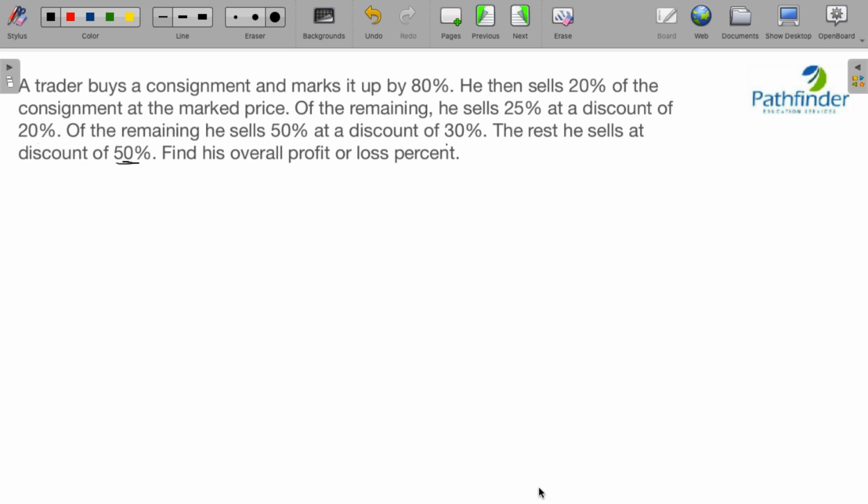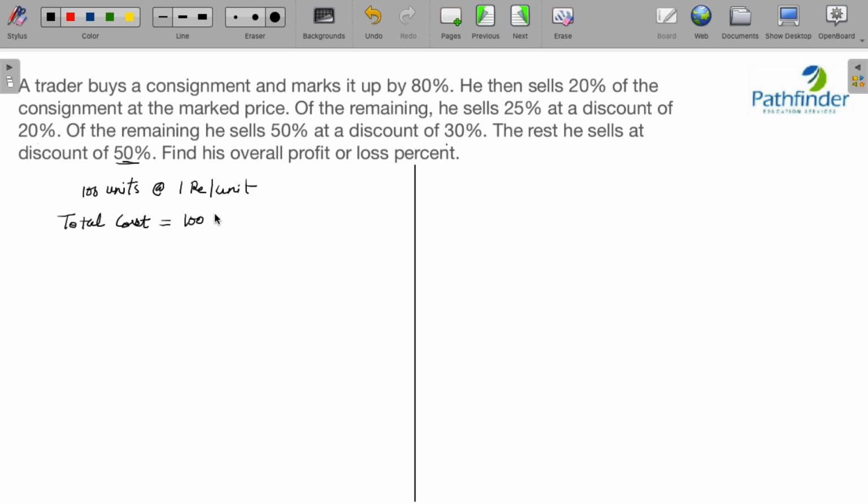Once again, since this is a consignment question and all values are given in percentage terms, we are better off assuming. So we assume that we buy 100 units at 1 rupee per unit. So what is our total cost? Total cost is 100 rupees. So we've easily calculated the total cost.